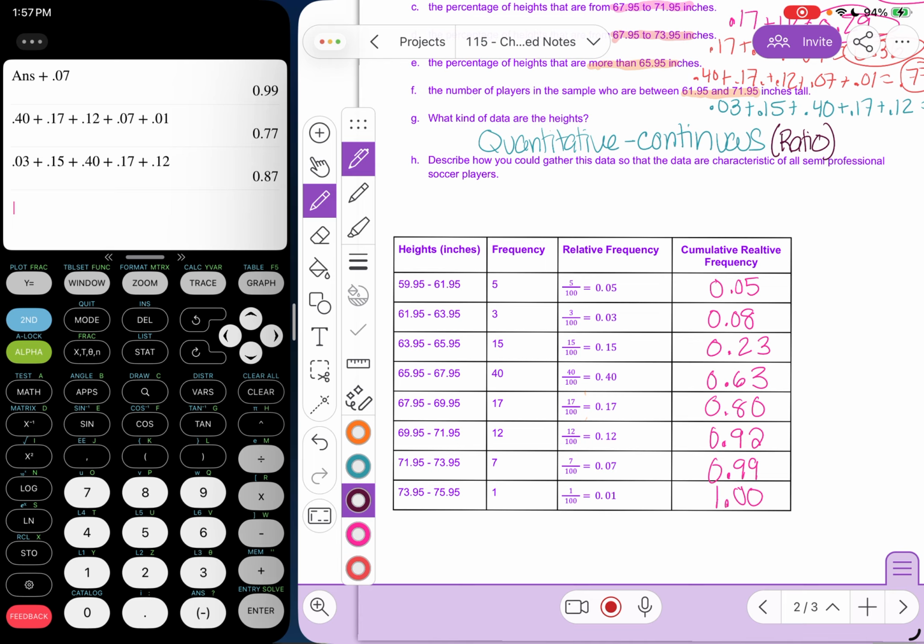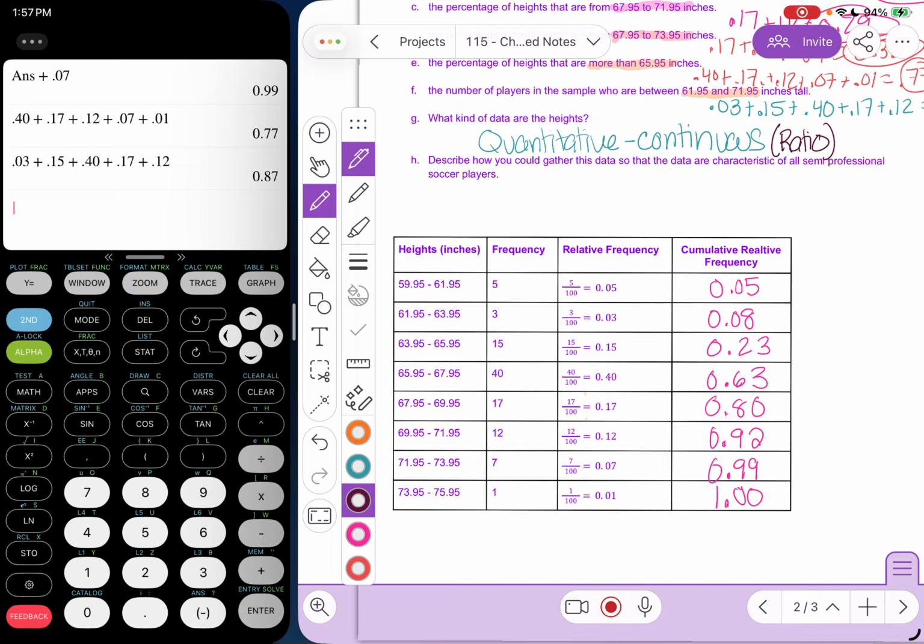Describe how you could gather this data so that the characteristics are of all semi-professional soccer players. So you could do simple random, and you have all of the numbers, like all of the players in there, and you use a random number generator to pick all of them. You could do like 3 from each team. That would be stratified.